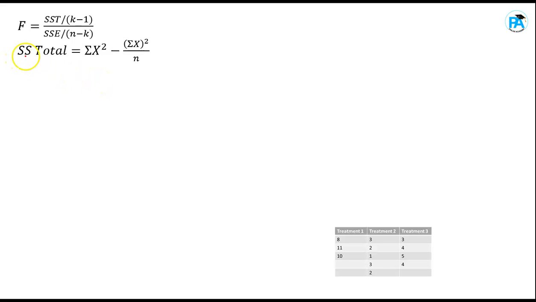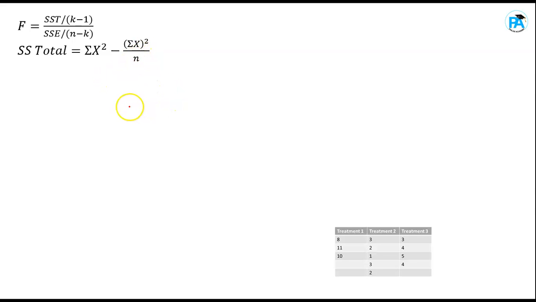Now, the first thing to do is to find SS total. Please, SS total is different from SST, which is SS treatment, sum of square treatment. And this is sum of square error. So SS total is different from sum of square treatment. Be very careful about that. So SS total, its formula says what? Sigma x squared minus sigma x all squared divided by n.